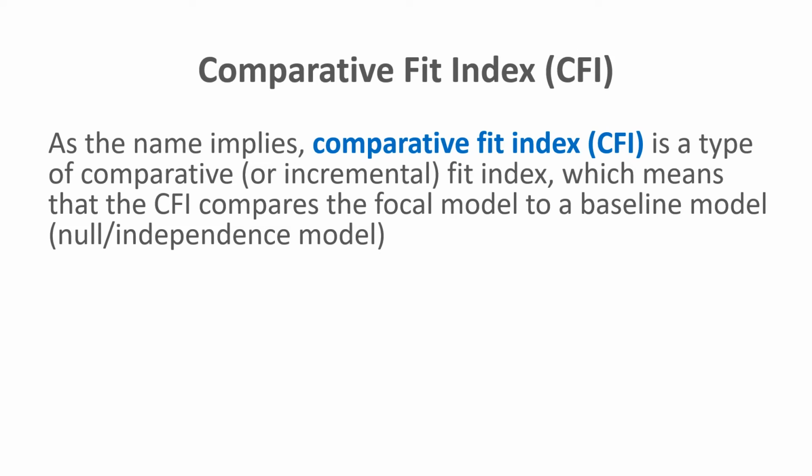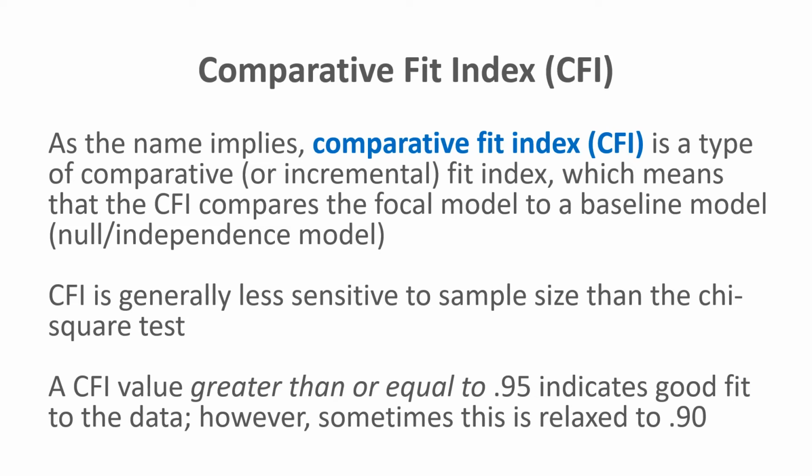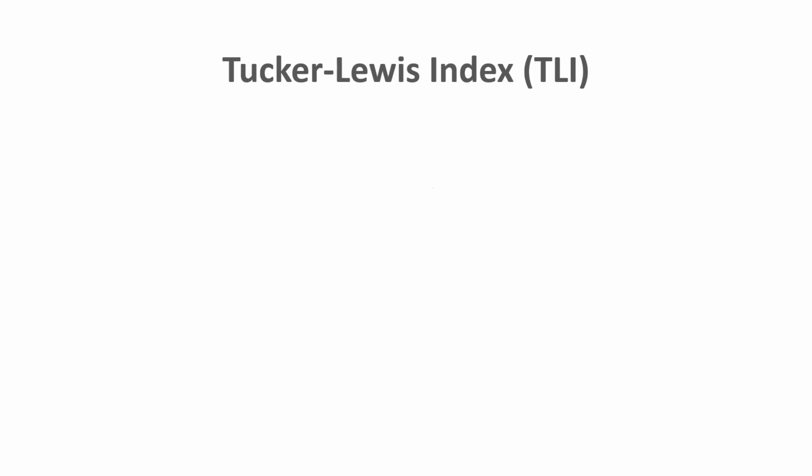As the name implies, the CFI is a type of comparative or incremental fit index. And this means that the CFI compares the focal model to a baseline model, which sometimes is referred to as our null model or our independence model. Now, CFI is generally less sensitive to sample size than the chi-square test, which is good. And a CFI value greater than or equal to 0.95 generally indicates good fit or acceptable fit to the data. However, sometimes we'll relax this to 0.9, meaning that if the CFI value is greater than or equal to 0.9, we will consider that fit as being adequate or acceptable.